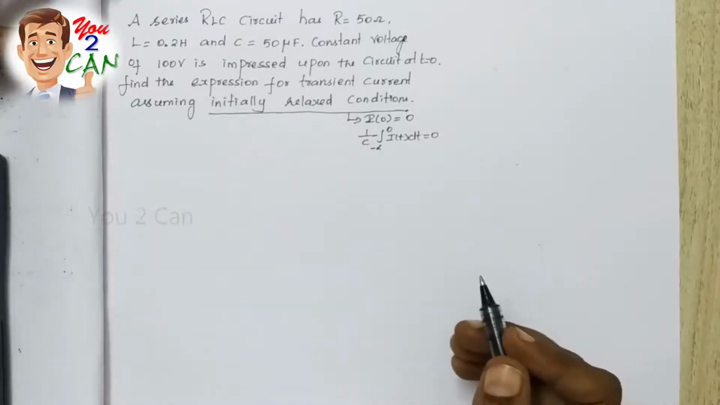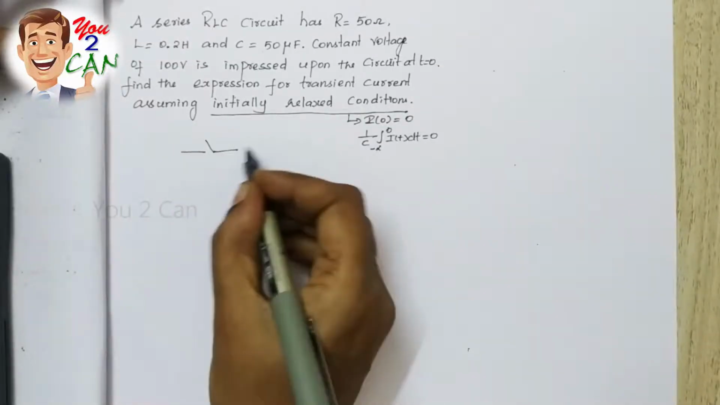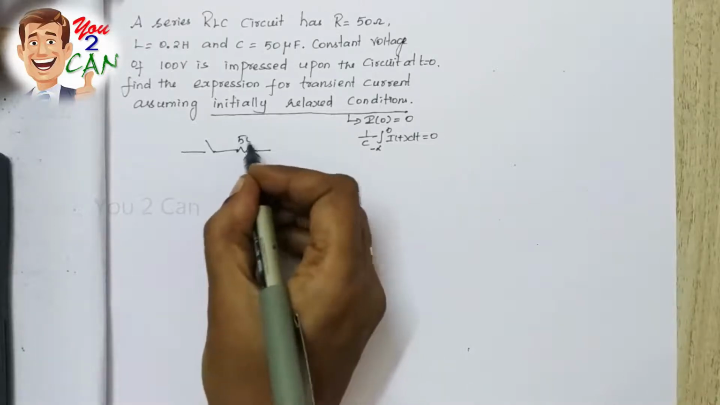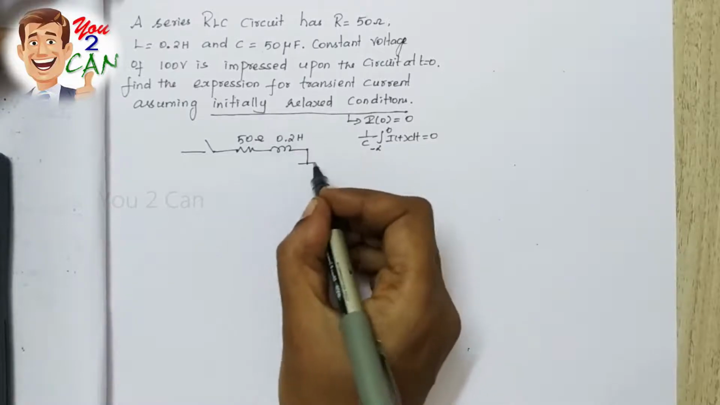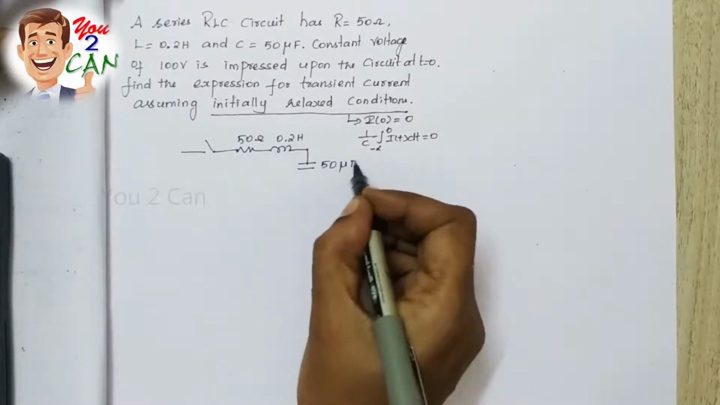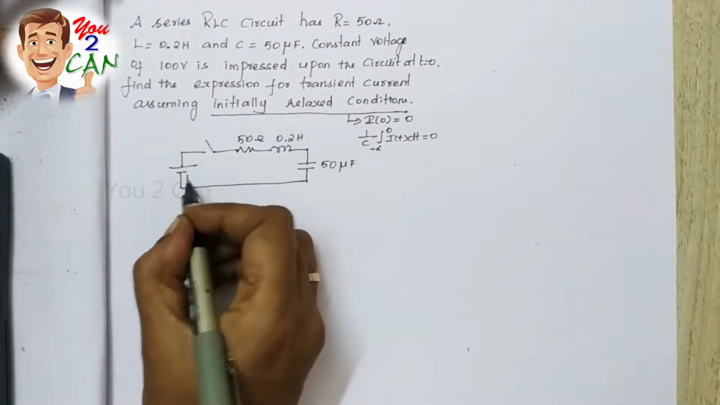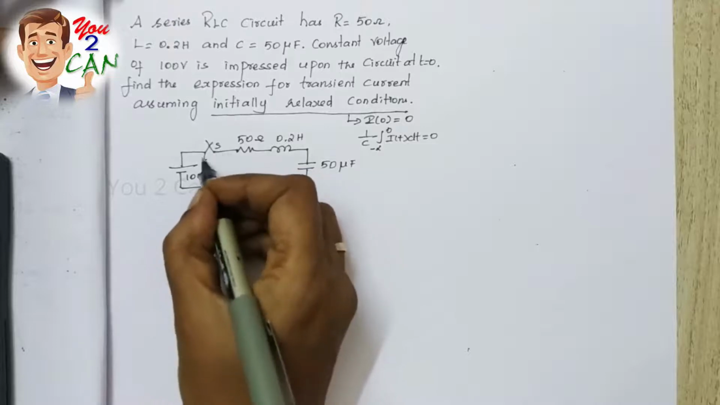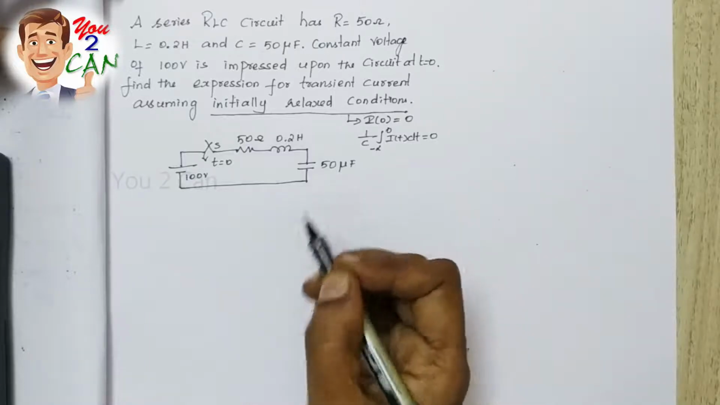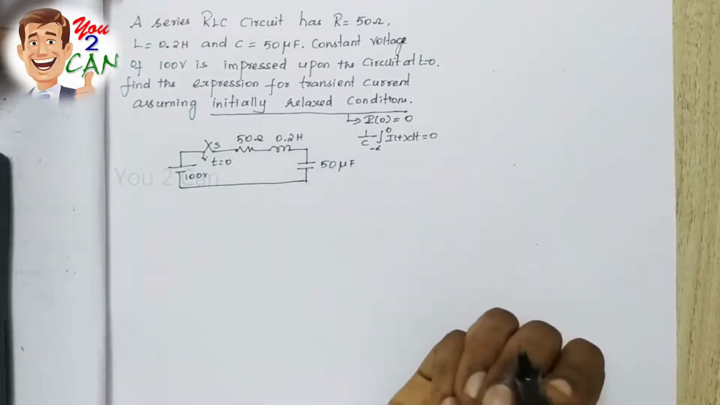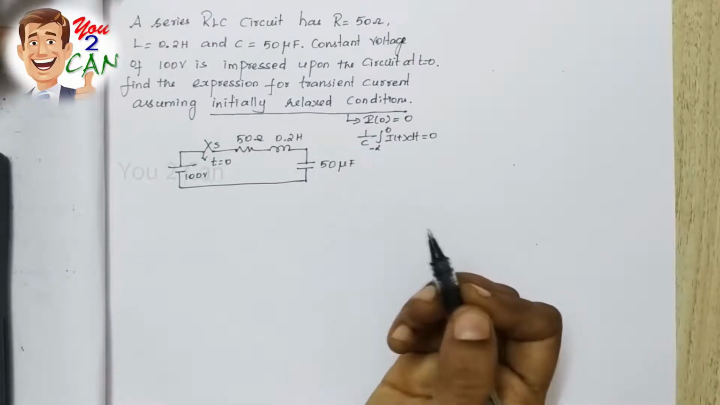So first let us draw the circuit. That is a resistor of 50 ohm, an inductor of 0.2 Henry and a capacitance of 50 microfarad, impressed by a DC voltage of 100 volt. The switch is closed at time t equal to 0. So you have to write the initial KVL equations and solve it. But before that you have to find the case, whether it is underdamped, overdamped or critically damped.